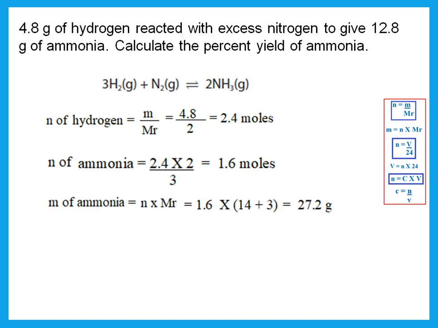Now I need to calculate what is the theoretical mass of ammonia. So from your calculation, you get that you're supposed to get 27.2 grams of ammonia. But what did he actually get? He got 12.8, and that means his percent yield is what he got, 12.8, over what he should get. He should get 27.2 times 100. That gives you your percent yield.